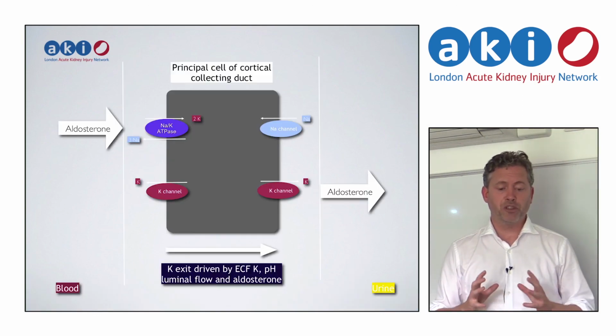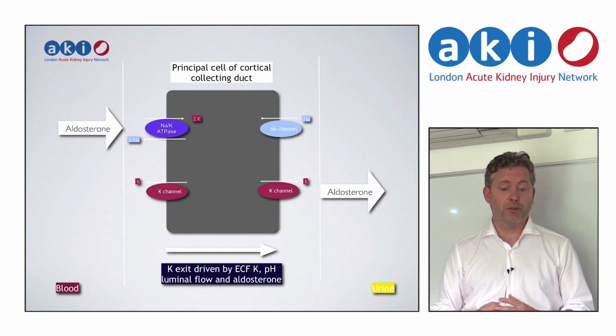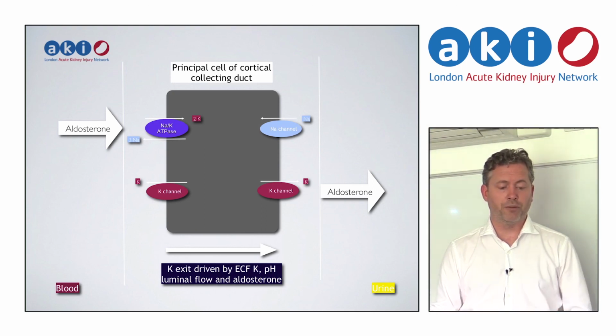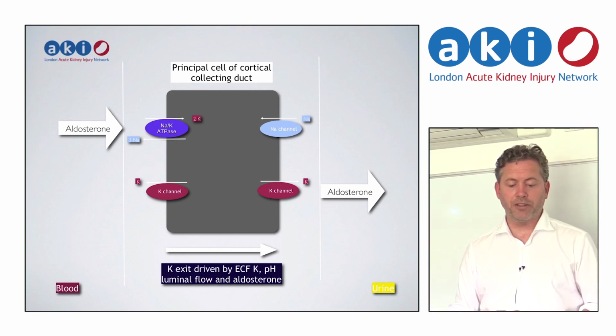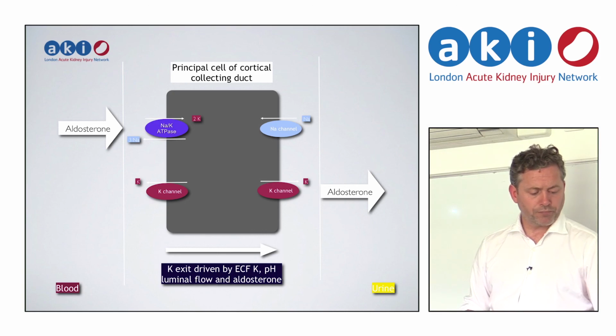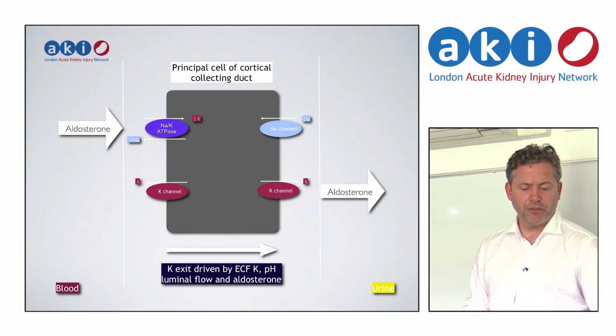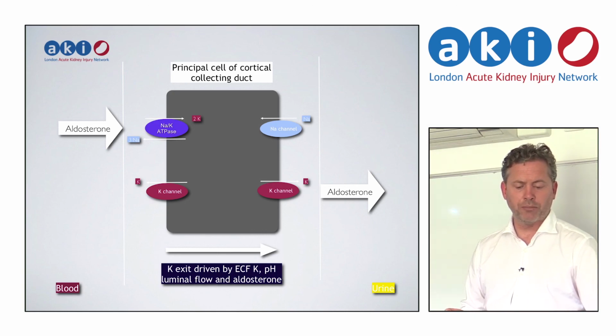So this is the machinery of distal tubular potassium secretion. This is what we do to get rid of excess potassium. We deliver a GFR, a tubular fluid, to the cortical collecting duct. We then have these potassium channels, the Na-K ATPase and the K channel, and they drive potassium into the urine, and this is all aldosterone mediated.